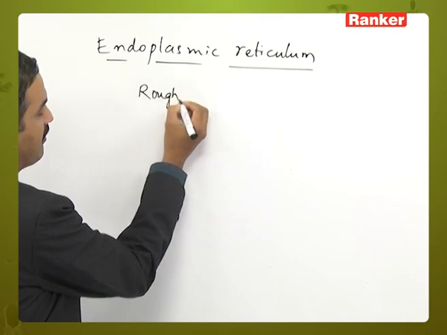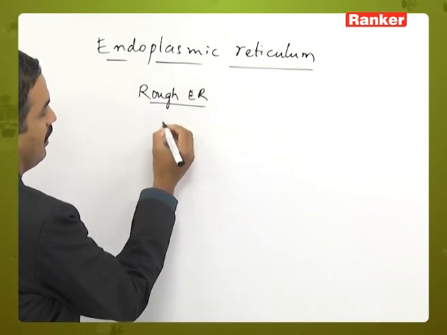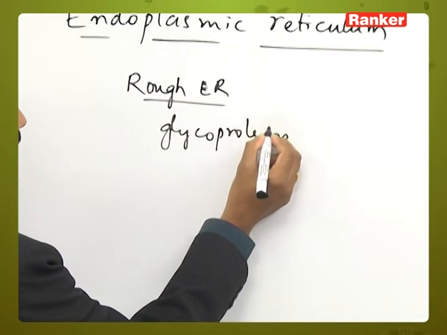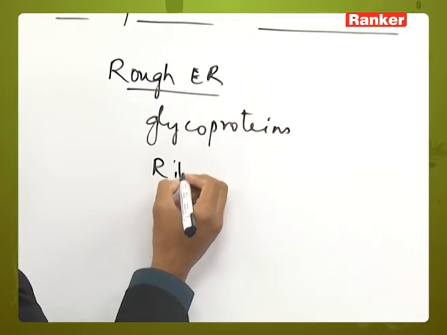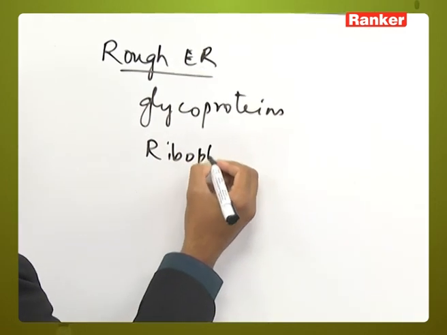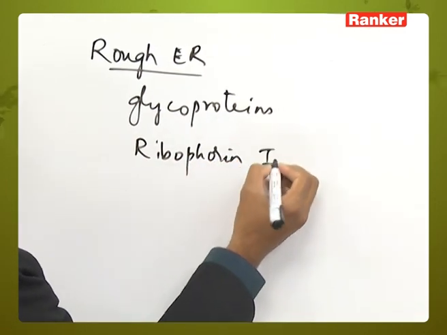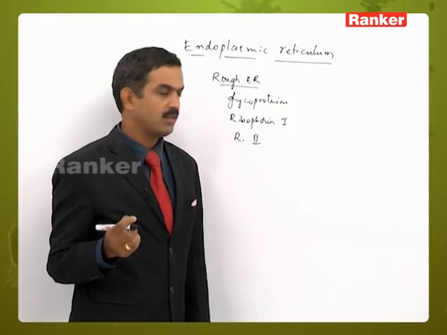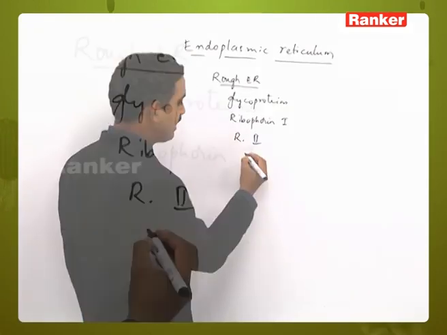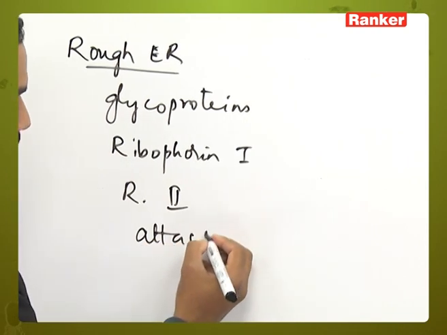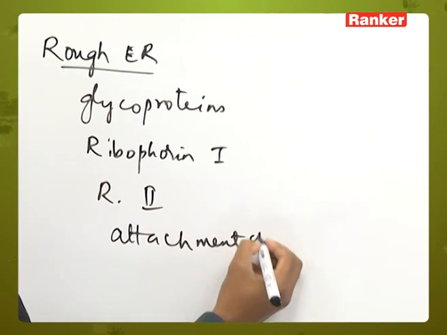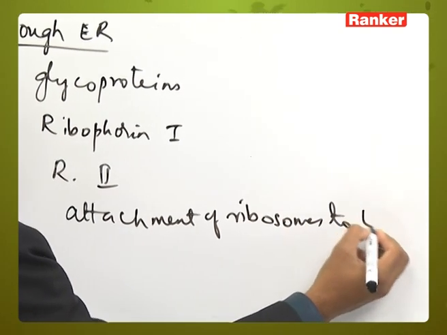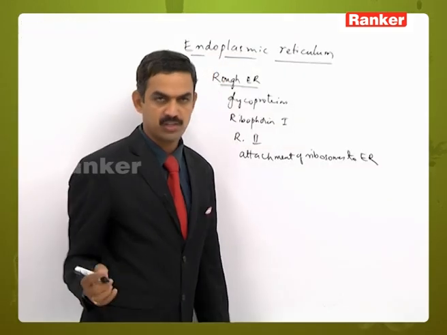The rough endoplasmic reticulum contains glycoproteins. Those are ribophorin 1 and ribophorin 2. These are special types of proteins which help in the attachment of ribosomes to the outer surface of the endoplasmic reticulum.